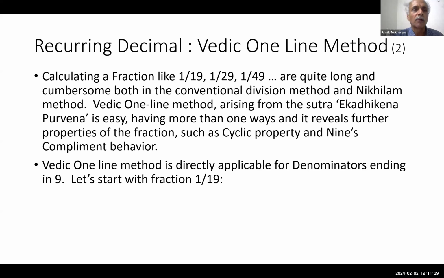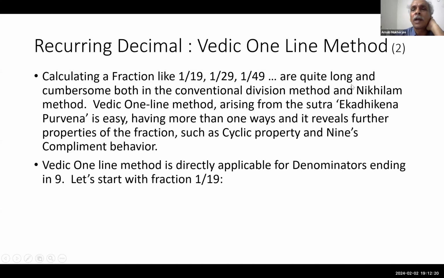Now, first I will show the case where the denominator ends in 9, not 1, 3, 7, but only 9. For 1, 3, and 7, we'll discuss later. For 9, we'll be showing the ways of 1 by 19, or something by 19, something by 29, something by 49. These will be quite long, you will find. There are 18 digits actually, so it will be very long.